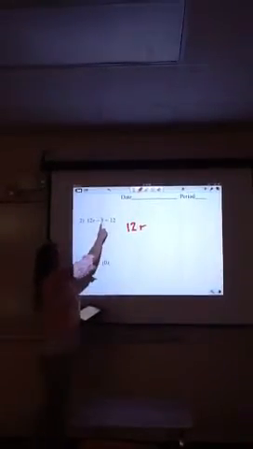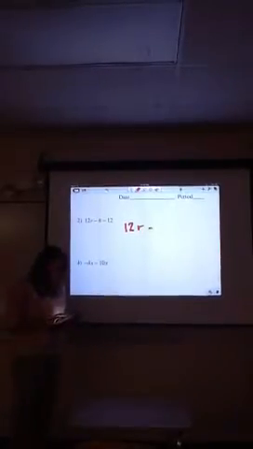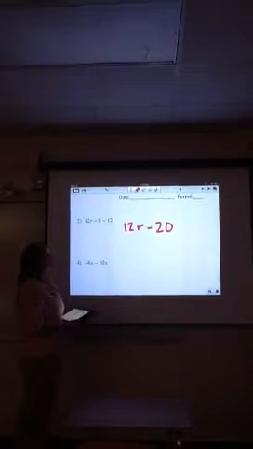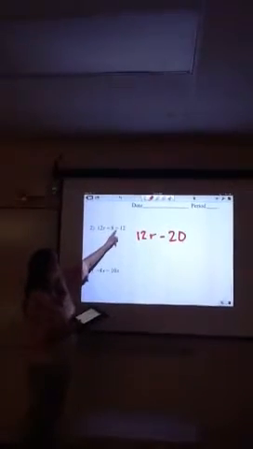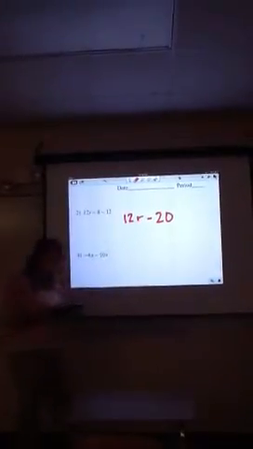And then I'm going to combine these constants, -8 minus 12. I'm going to picture the number line. That's going to take me all the way down to -20. So I can combine these to write a new expression, 12r minus 20. Number 3.